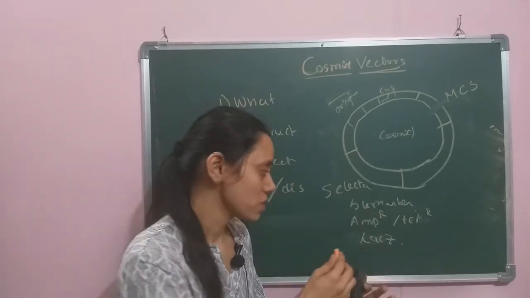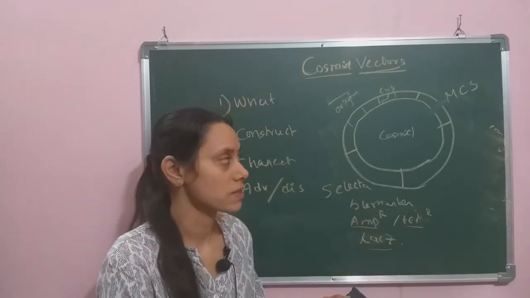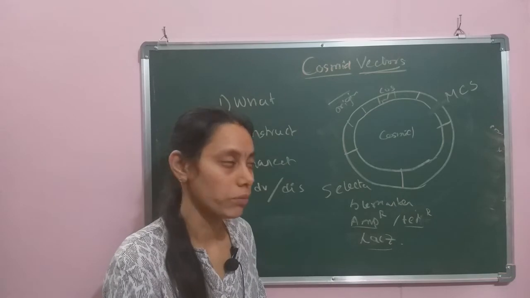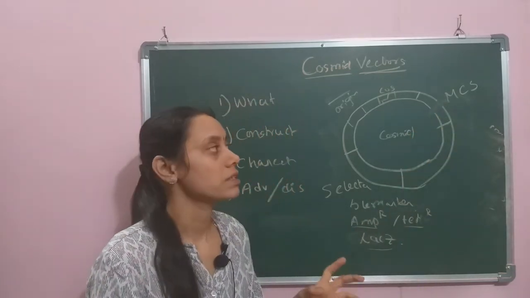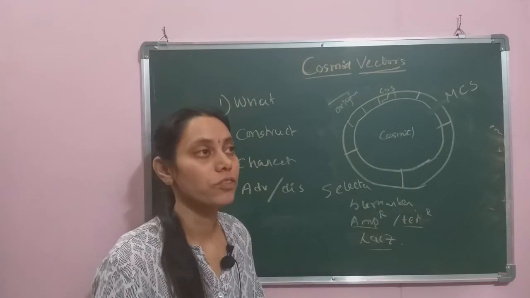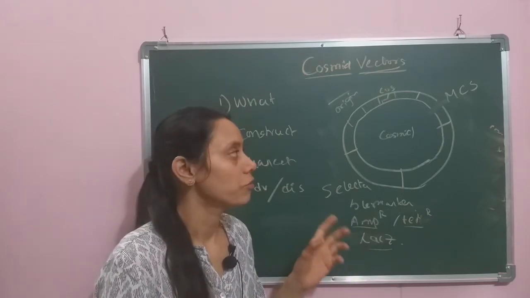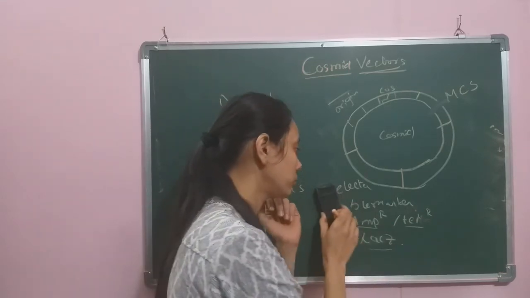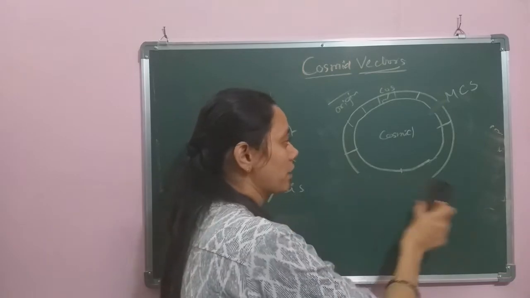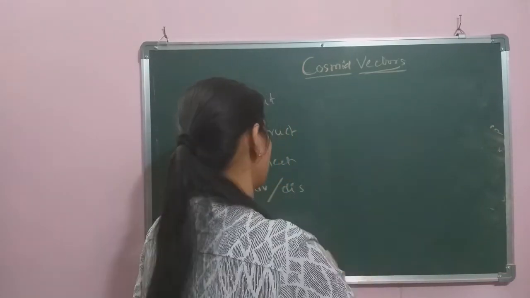similar to plasmids, here we are going to have this ampicillin, tetracycline or LACZ genes as selectable markers in it. Coming to the MCS, we already discussed, this is the polylinker region which has many restriction enzyme recognition sites which are unique for the cosmid vector. So these are the basic characters present on the cosmid vectors.